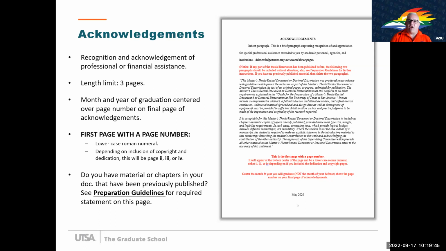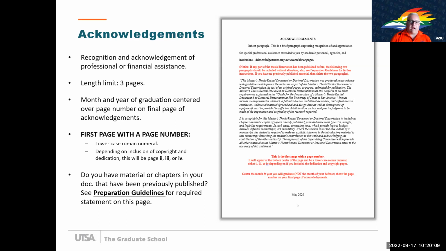The length of the acknowledgements is 3 pages. It is going to be double spaced. At the end of the acknowledgements, right above the page number, whether it's 1 page, 2 pages, or 3 pages, at the end above the page number, you would again do the month and year of your graduation. So for this semester, again, it would be December 2022.